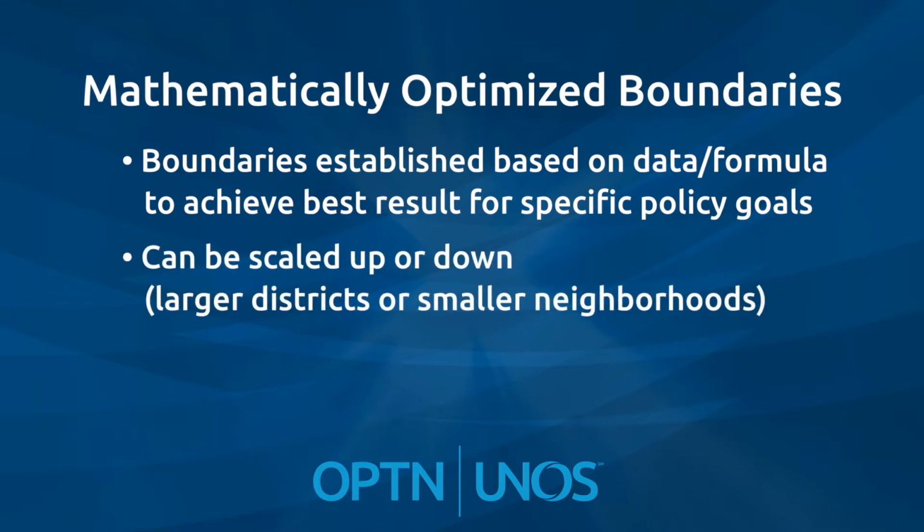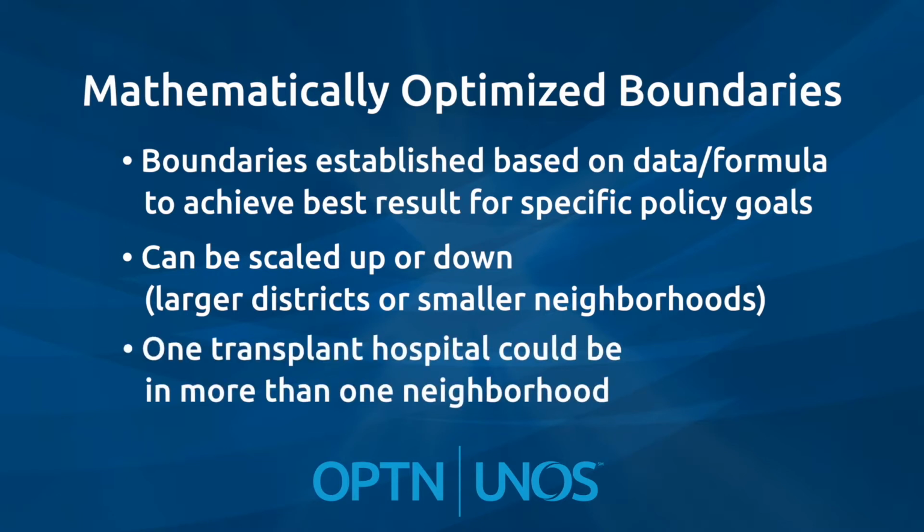The number and size of distribution boundaries could be scaled up or down to reflect various criteria, such as preferred travel distance or the relative number of potential donors and transplant candidates. They could range from a limited number of large districts to a relatively large number of localized neighborhoods. Their shape could also be customized to account for unique issues, such as proximity to a coastline or to large areas not served by any transplant hospital. Neighborhood boundaries could overlap if the factors used to calculate them share common characteristics.